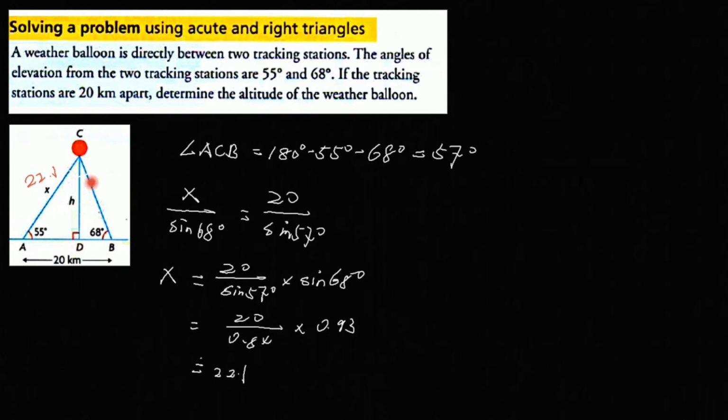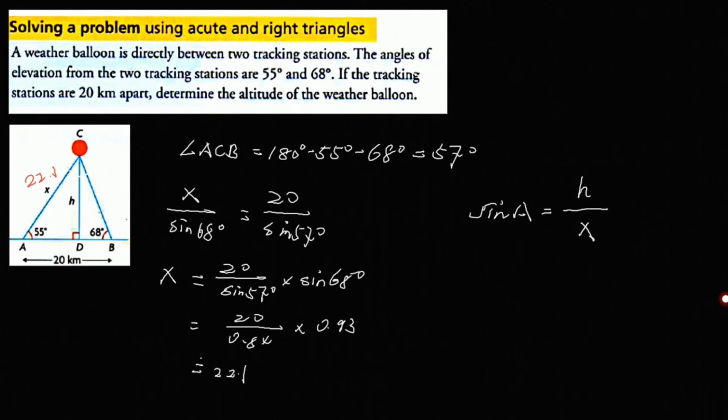Okay, we know this side. In this right triangle, we know this side, the hypotenuse, this height, and this 55 degrees, so we can use the sine ratio. Which means sine A equals h, the height, which is the opposite side, over X, the hypotenuse.